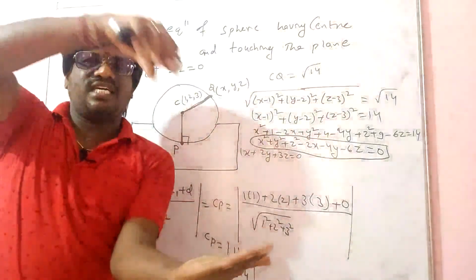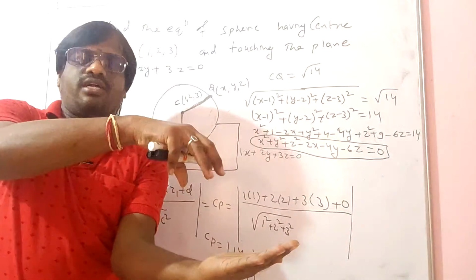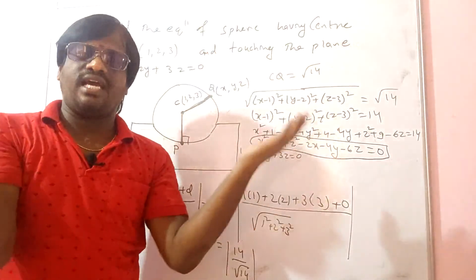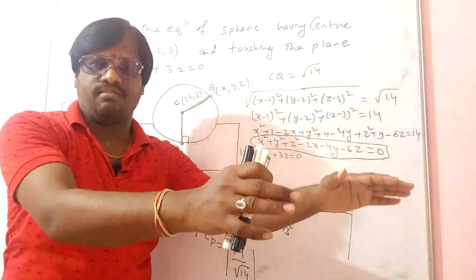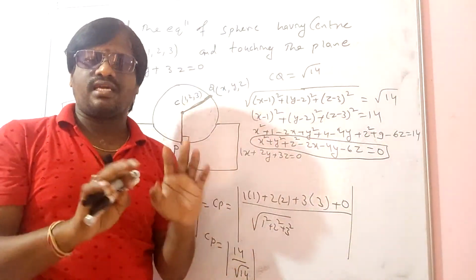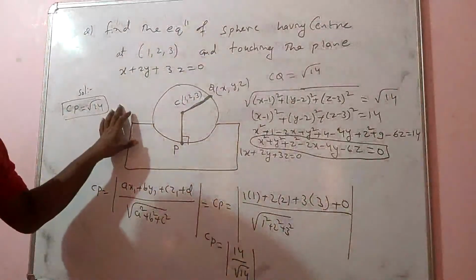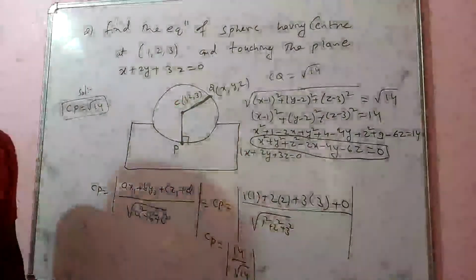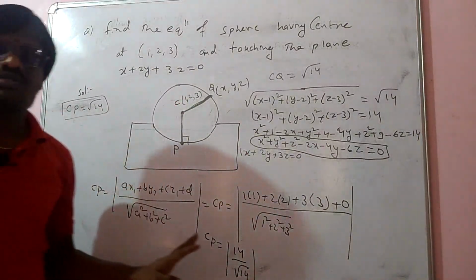Suppose you take a ball or a globe and place it on the table, and you want to find the equation of the globe. You can use this concept and find it. Okay, Nikita, understood, right? Everyone understood this question, right?